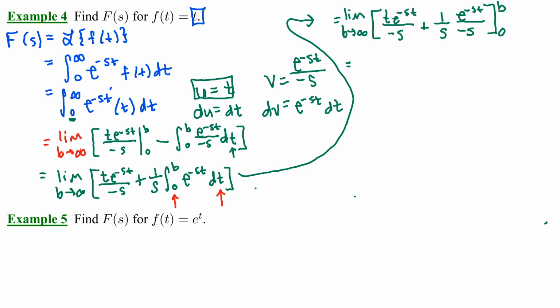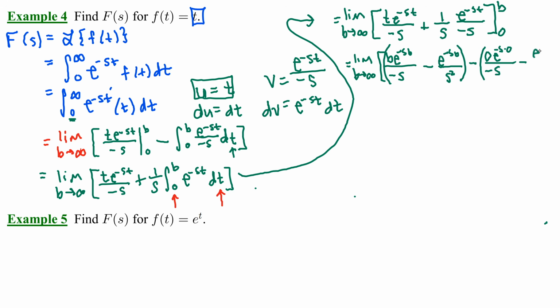So we have the limit as b approaches infinity, we're plugging b in for t. So we have b e to the negative sb divided by negative s. Let's rewrite this as minus, we'll put the s squared in the denominator, e to the negative sb. So there is the antiderivative evaluated at the upper limit. Let's evaluate it at the lower limit. So again, we're plugging 0 in for t, s stays as s.